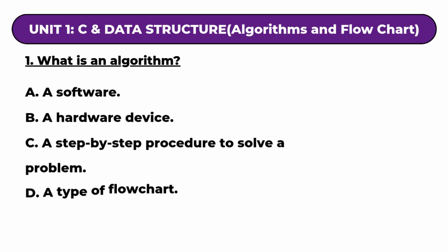What is an algorithm? A, software. B, a hardware device. C, a step-by-step procedure to solve a problem. D, a type of flowchart. Correct answer? C, a step-by-step procedure to solve a problem.